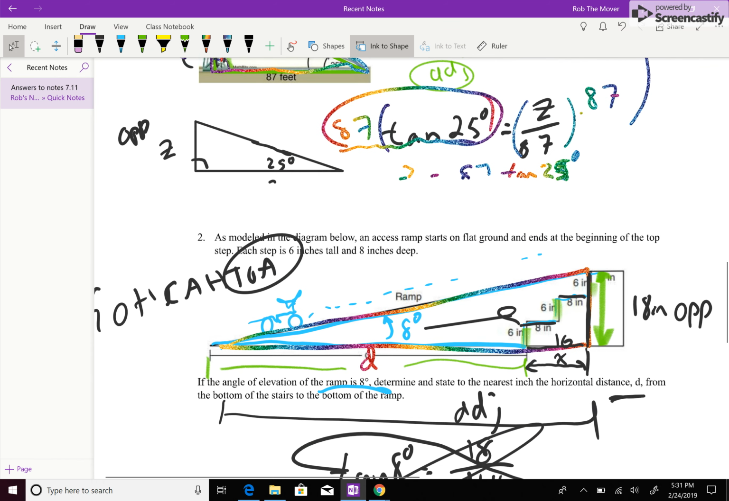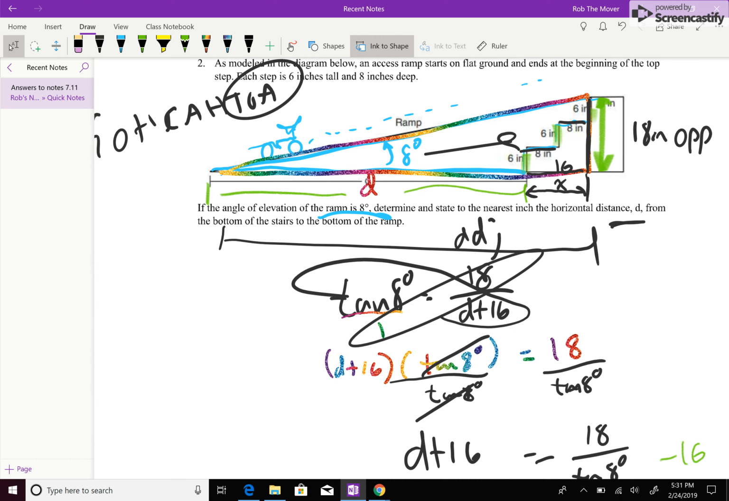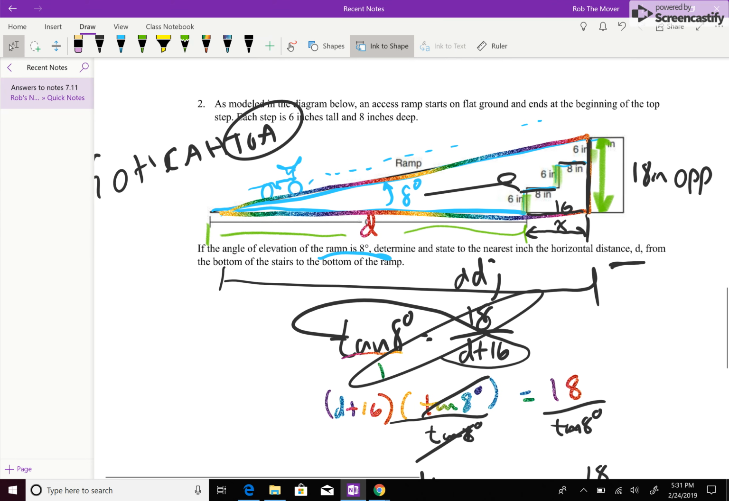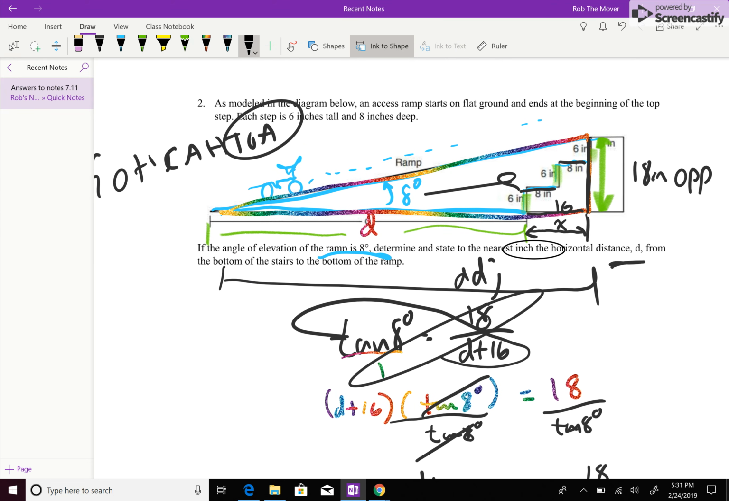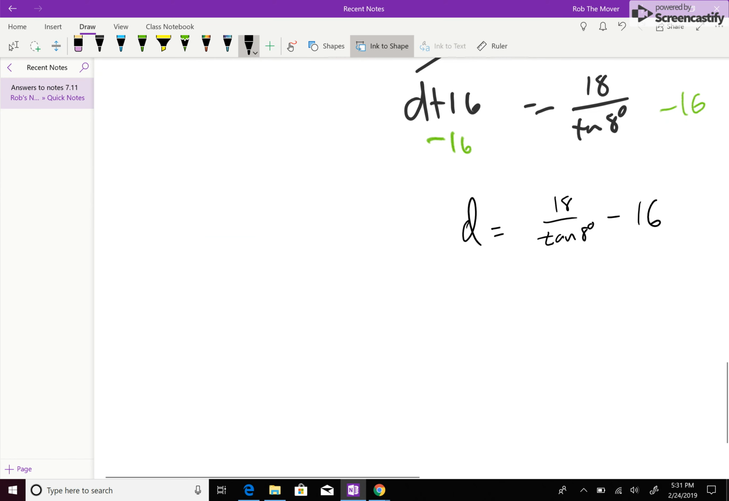And the answer here, these are all in inches. And I want to know, it didn't actually tell us, to the nearest inch. Okay, nearest inch. Find it to the nearest inch. So d is going to be, take my calculator out. 18 divided by tangent of 8. Now make sure you close the parentheses on tangent of 8. When you do this in your calculator, make sure you close the parentheses. Otherwise, it's going to subtract 16 inside there, which is not what you want. You want this thing taken separately.